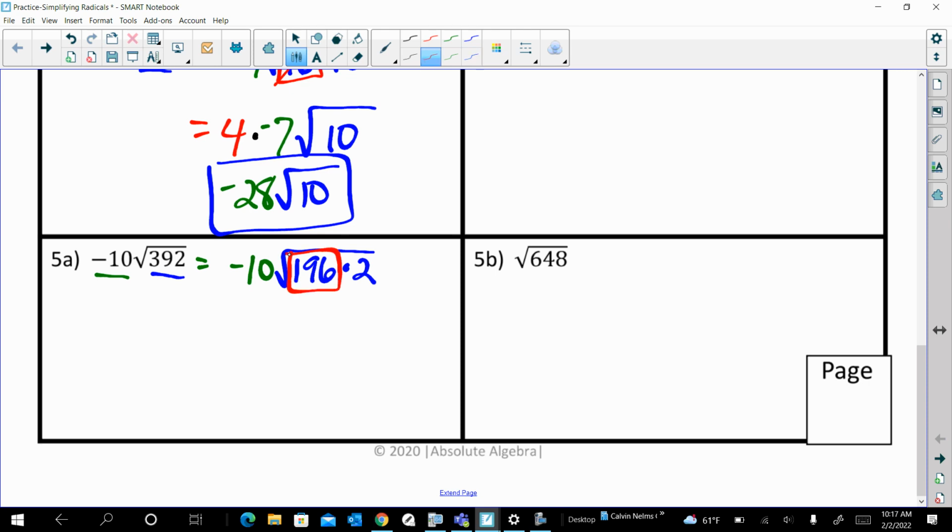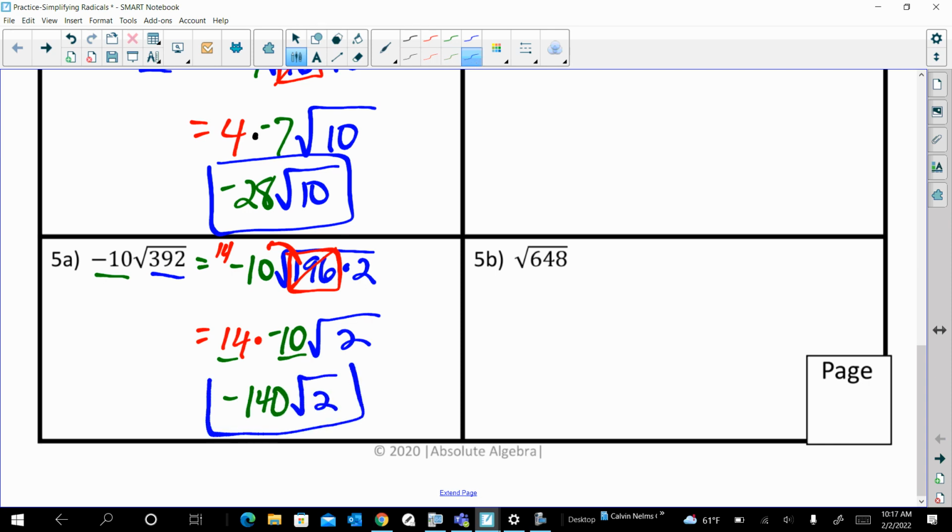What is the square root of 196? 14. So that means this comes out to be a 14. So we have 14 times the -10 square root of 2. So my coefficient now is, because we've got to multiply 14 times the -10, that's a -140 root 2 is the final answer.